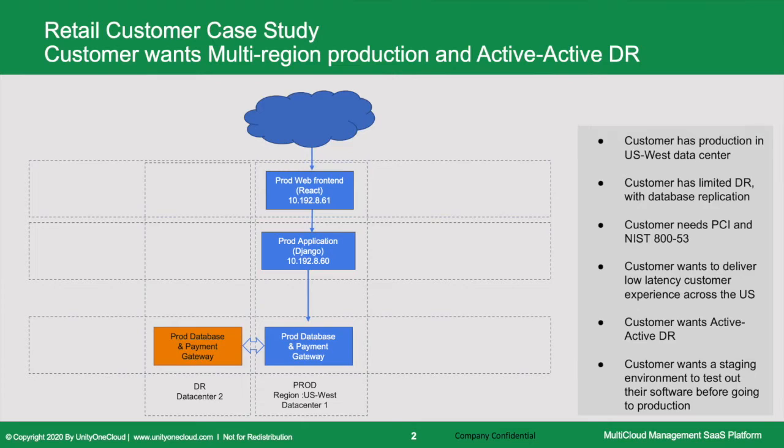The customer also was growing. They wanted to serve their customers across the US with lower latency and a high performance experience. And they wanted multiple regions, particularly in US Central and the US East Coast. They also wanted an active-active DR solution so that they had true service resilience across all layers of the service.